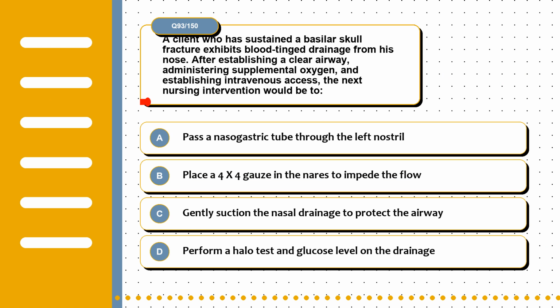Question 93. A client who has sustained a basilar skull fracture exhibits blood-tinged drainage from his nose. After establishing a clear airway, administering supplemental oxygen, and establishing intravenous access, the next nursing intervention would be to: Here are the options. Option A, pass a nasogastric tube through the left nostril. Option B, place a 4x4 gauze in the nares to impede the flow. Option C, gently suction the nasal drainage to protect the airway. Option D, perform a halo test and glucose level on the drainage.